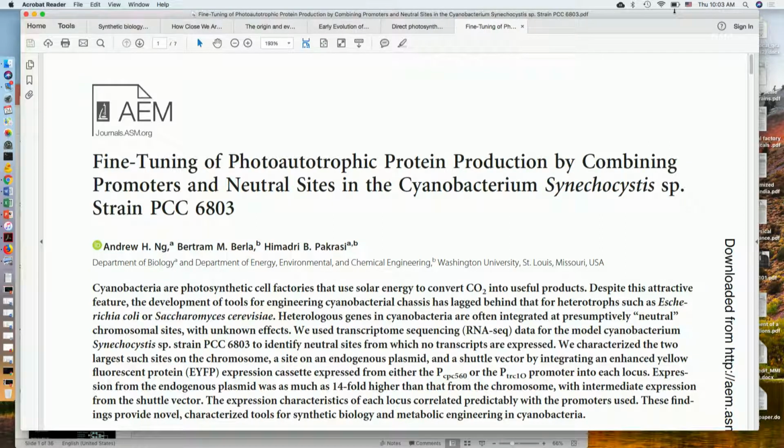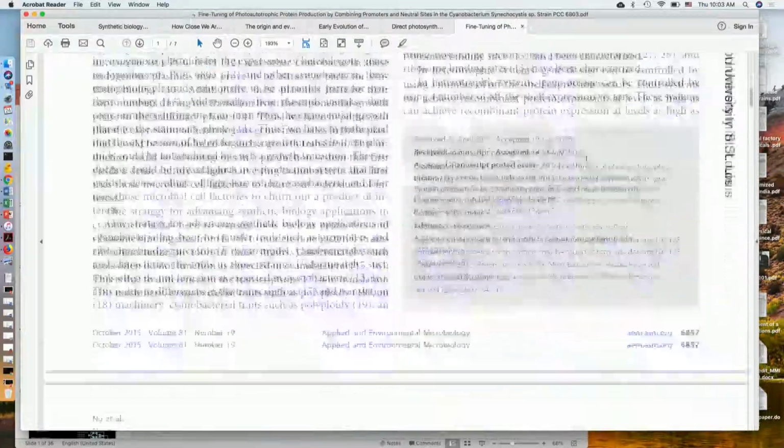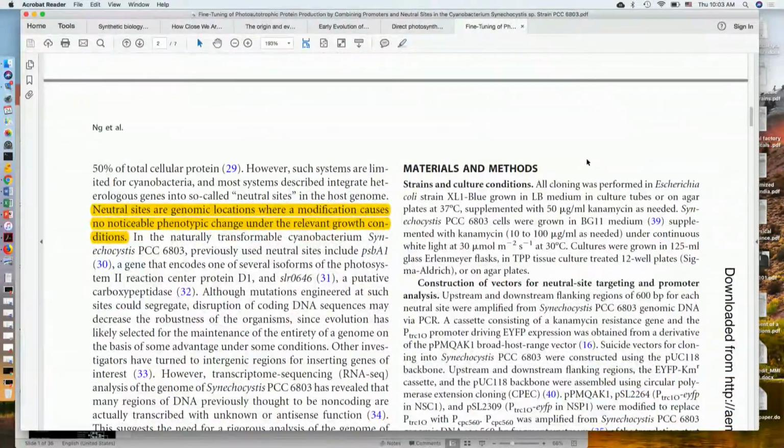This came out in 2015, and they have done just simple RNA-seq based analysis, and this is the definition. Neutral sites are genomic locations where a modification causes no noticeable phenotypic change under the relevant growth condition. That is something I would like to highlight. Relevant growth condition. Let's say I change the growth condition and I do the similar analysis, it might be different. So remember that thing, relevant growth condition.